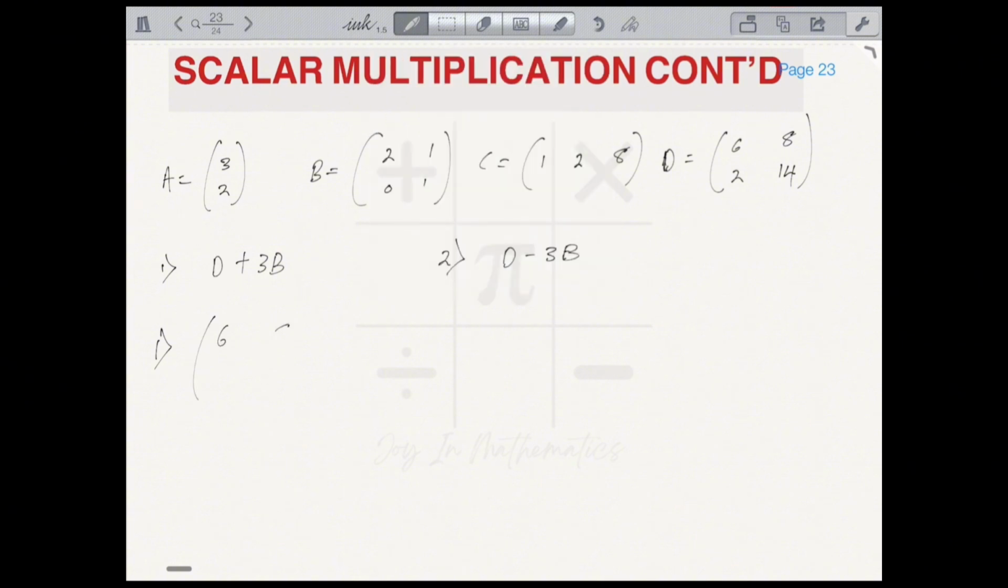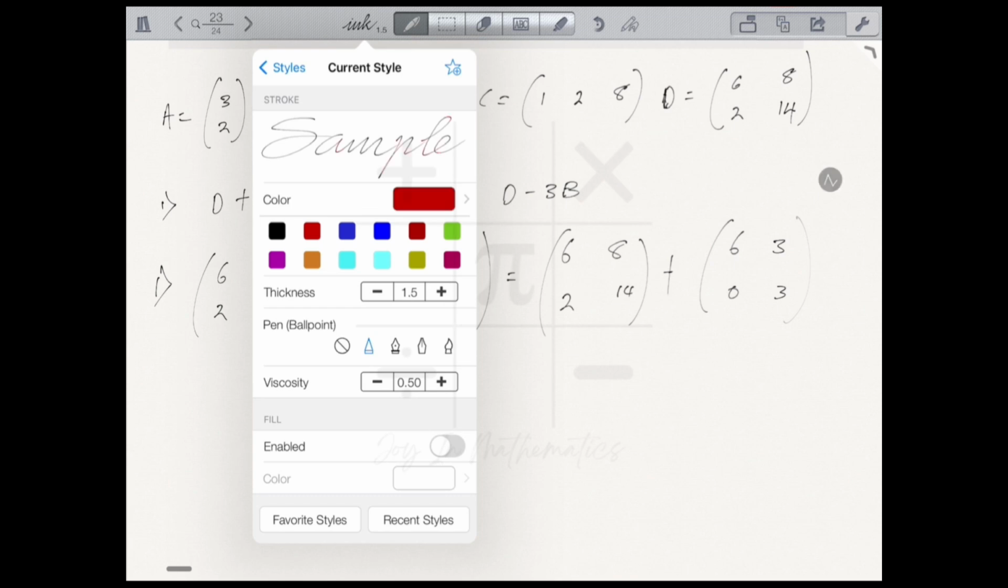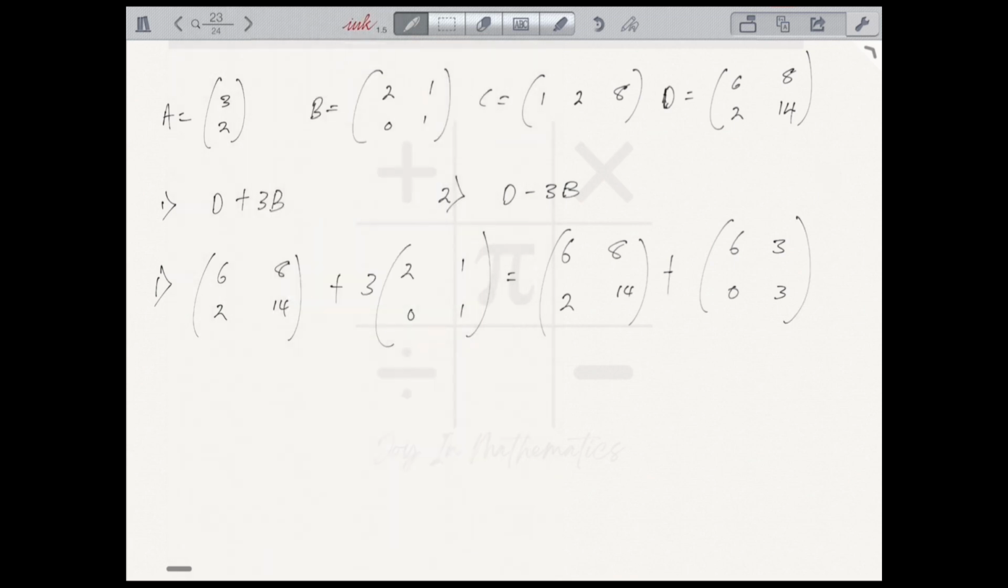D is [6, 8, 2, 14] plus 3B, which is [2, 1, 0, 1]. So the first thing we do, according to BODMAS, is to solve the one that has brackets or the one with scalar multiplication. So this will be [6, 8, 2, 14] plus [6, 3, 0, 3]. Now the rule of matrix subtraction or addition involves that they must be of the same order. So this will be 2 by 2 and this is also 2 by 2.